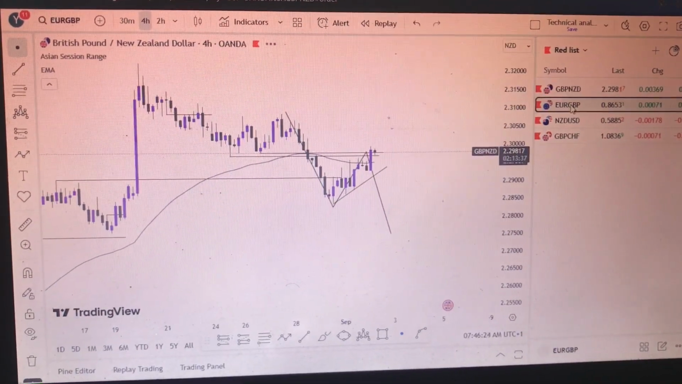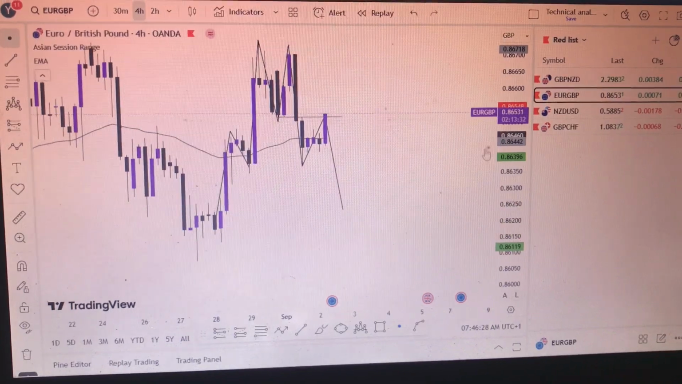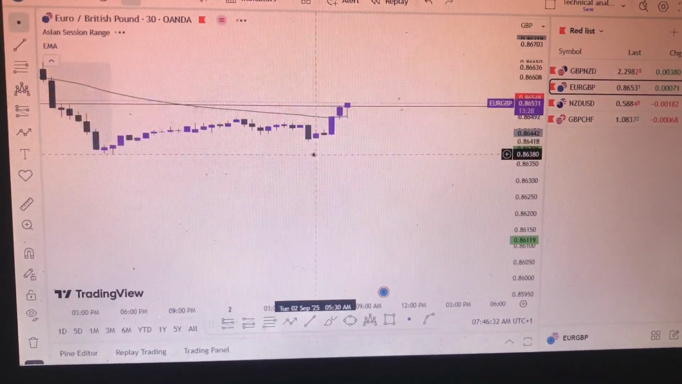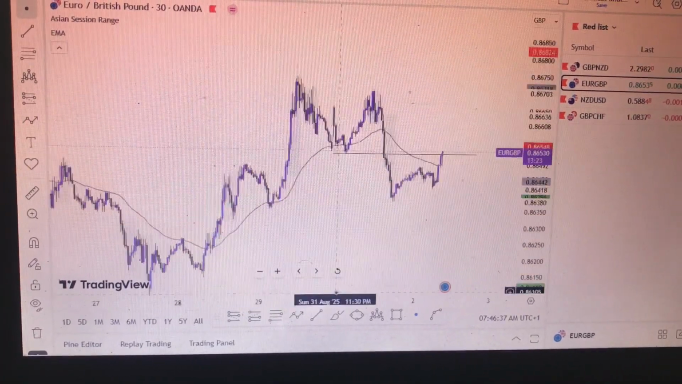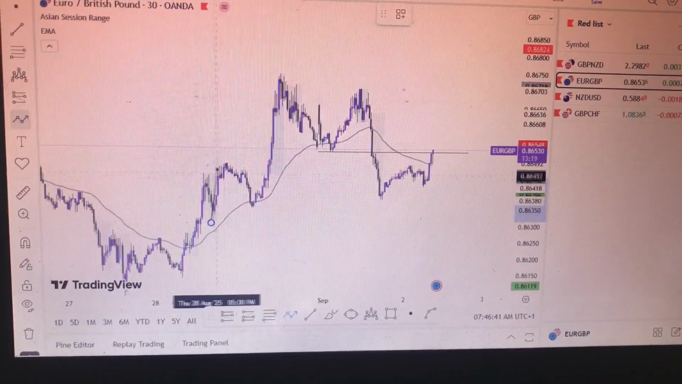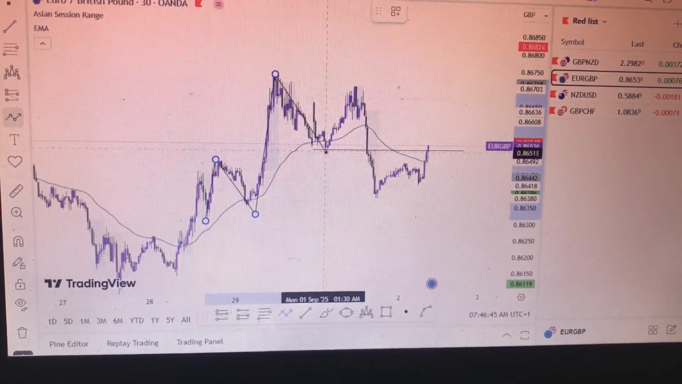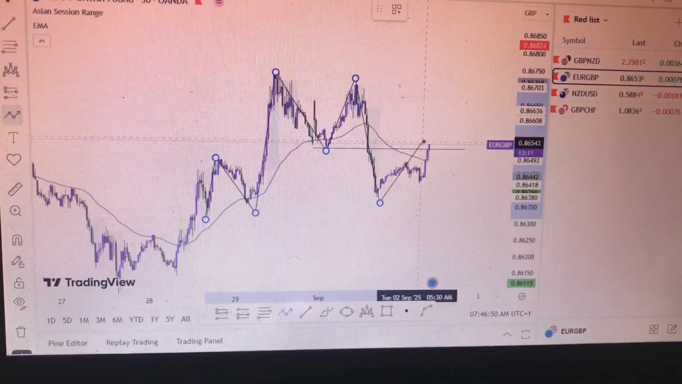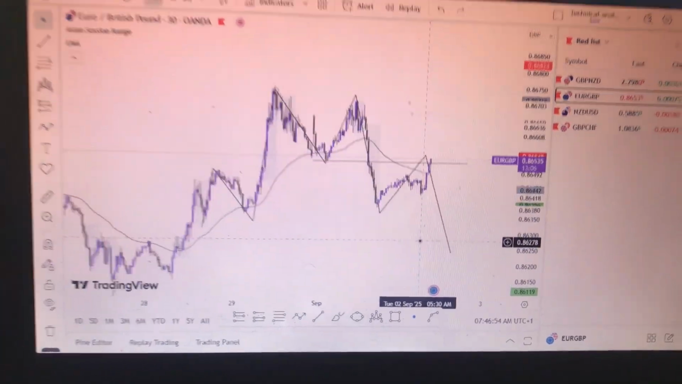Then the next pair is Euro GBP. Euro GBP is blasting through my pair. I was looking for sells, but we'll just watch it. I'm basically waiting for a bearish engulfing candle here, as you can see from the market structure. Let me mark our structure for you. This was a higher high, this was a higher low, this was a higher high, this was a higher low, and this was a lower high, and this was a lower low. So I'm expecting the next lower high to give me the next lower low. That's all I'm waiting for on Euro GBP.